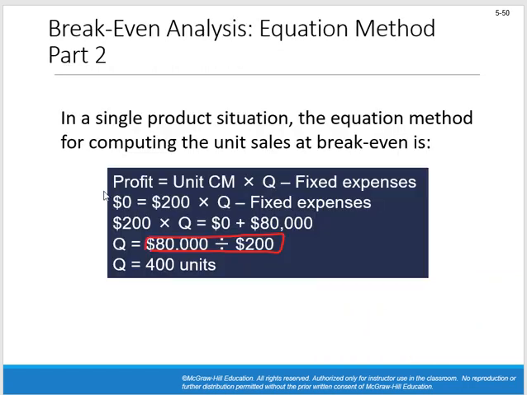So I'm not huge on the equation method. If we could just start with fixed divided by CM per unit, then just do that, and guess what we get? Of course, 400 bikes. Now, could we convert 400 units or 400 bikes into sales dollars? Sure. Multiply by the selling price, which was $500 per unit, and of course we get the same 200,000.